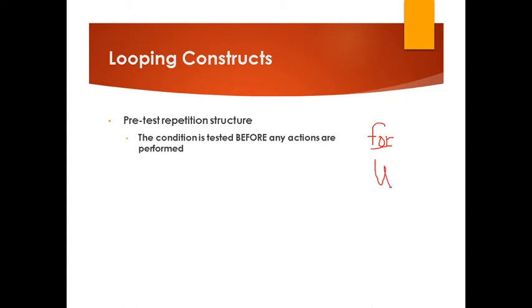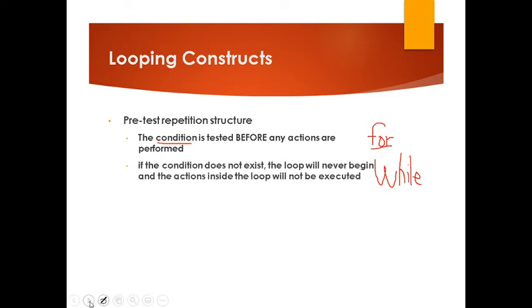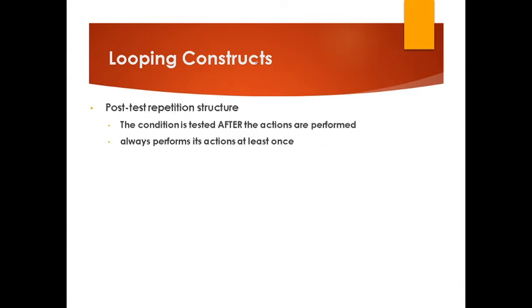We also have while. For while, the condition is checked before it executes an action. Let's understand this one. If the condition does not exist, the loop will never begin and the actions inside the loop will not be executed. If we talk about the post-test repetition structure, a good example for this one is the do while.